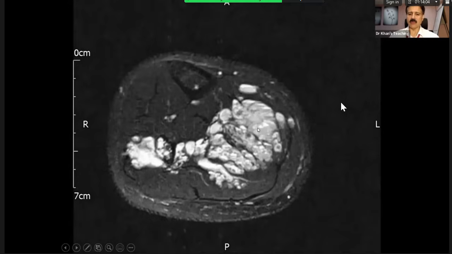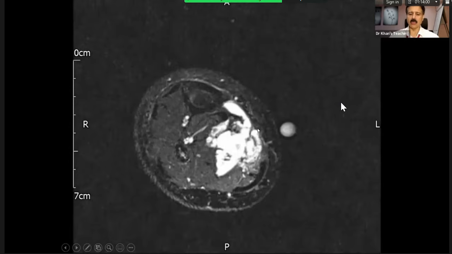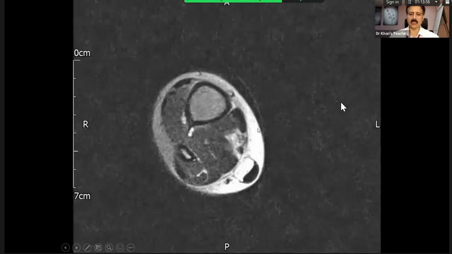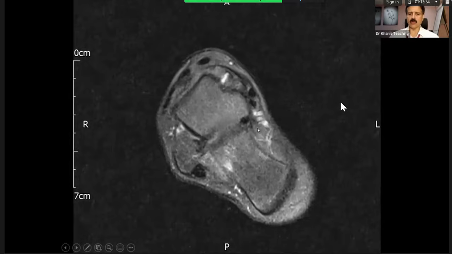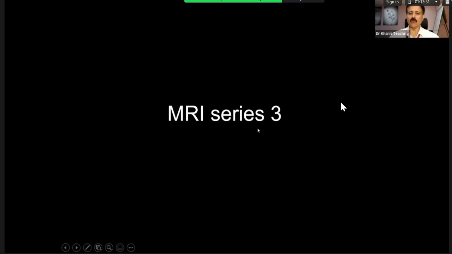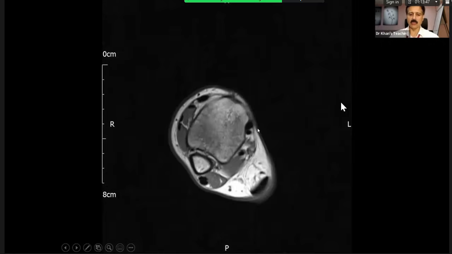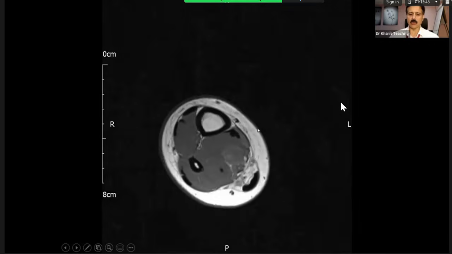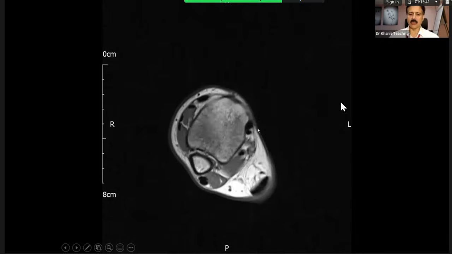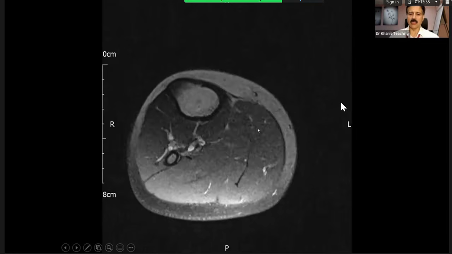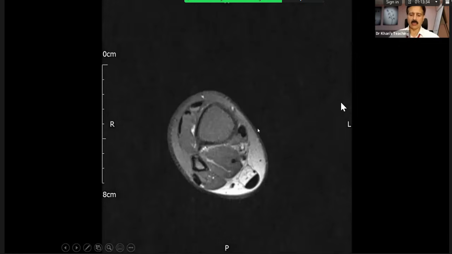So, on the plain film, if you do not pick up the phleboliths, then you will completely take it wrong and you will say that this is an aggressive lesion. Please remember that it's not an arteriovenous malformation. It's a venous malformation. The old name was intramuscular hemangioma. If you want to use that word, it's fine. So it will be connected to the veins and not the arteries.